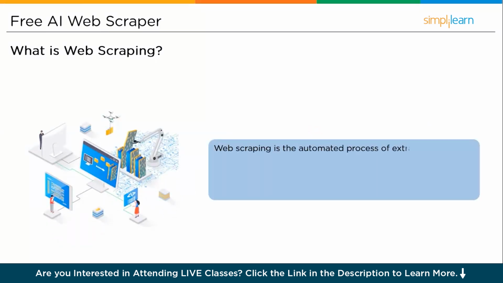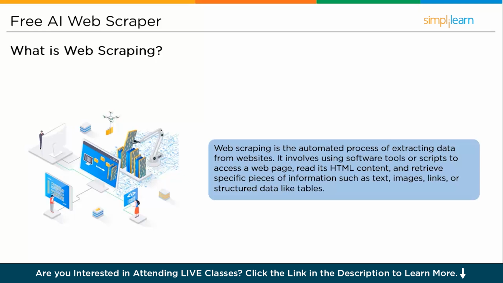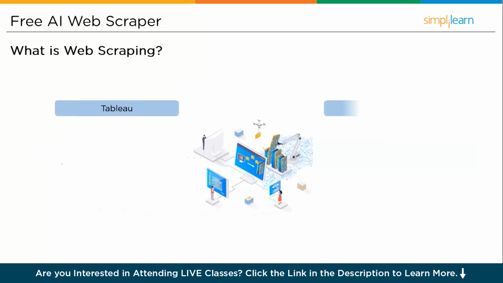Web scraping is an automated process of extracting data from websites that involves using software tools or scripts to access a web page, read its HTML content, and retrieve specific pieces of information such as text, images, links, or structured data like tables. All these days in data analytics, web scraping was common.